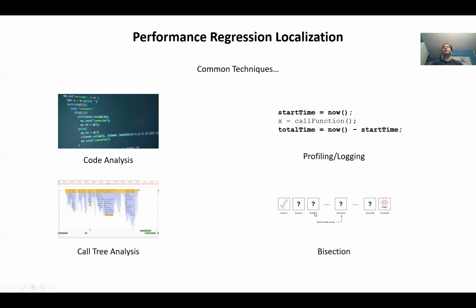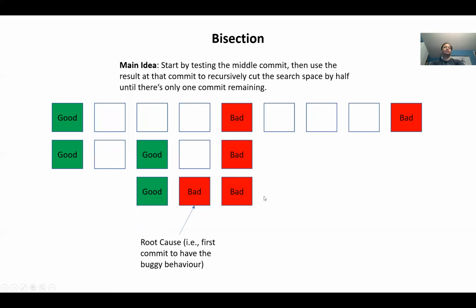Okay, so bisection debugging. What is bisection? For those of you not familiar with this term, it's basically a technique that allows you to efficiently localize the root cause, or find the commit that introduced a certain regression. So let's say that we start off with this set of commits here on the top. Again, we have the good commit on the left side and then the bad commit on the right side.